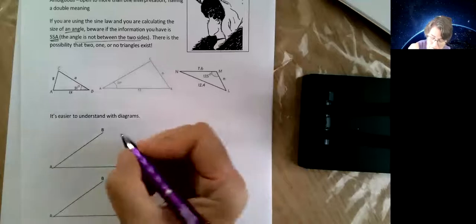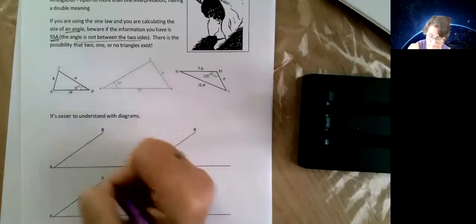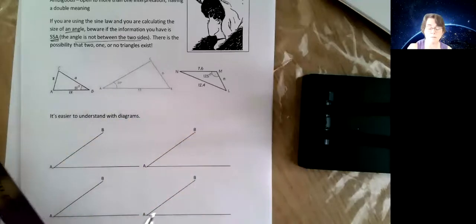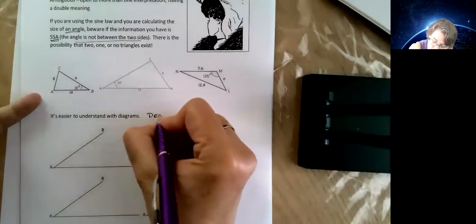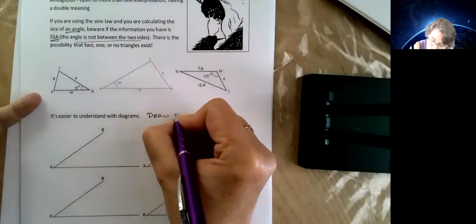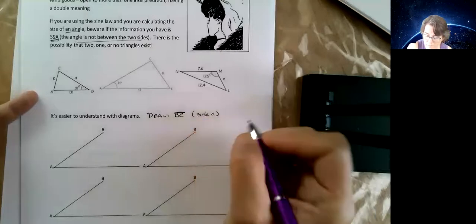All right, here's my line from A to B. Now, C is somewhere around here. And I'm going to draw BC. So in all these cases, I'm going to draw line segment BC, and that would be the equivalent of side A, if we do it that way.